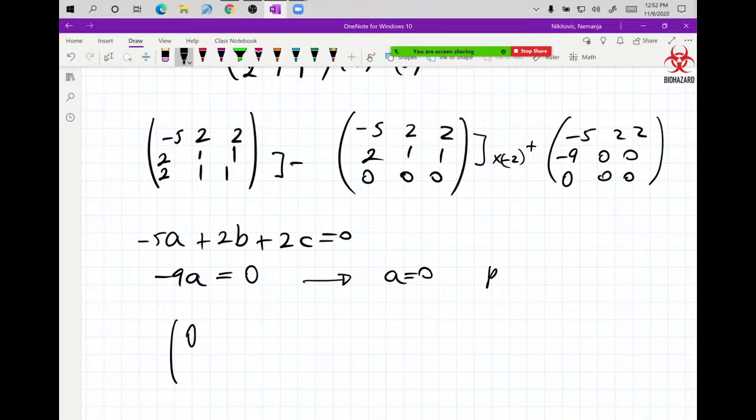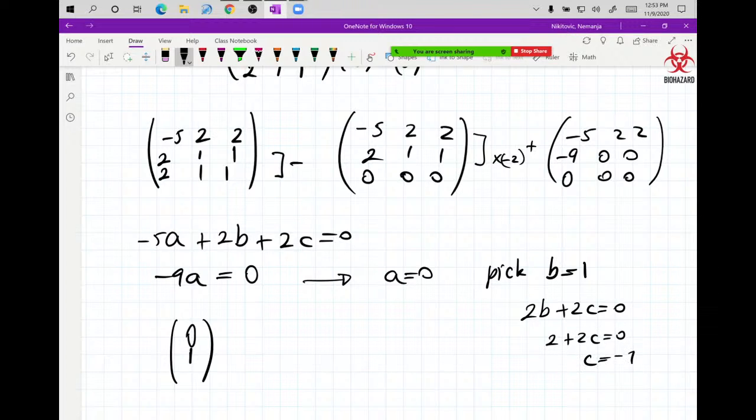You pick b equal to 1. And then you compute your c, because now you have 2b plus 2c equal to 0, because a is 0, so that kills the -5. And since b is equal to 1, you get 2 plus 2c equals 0, c equals -1. Holy nightmare to get the second vector, because I can't factor. But anyway, there's the second vector.